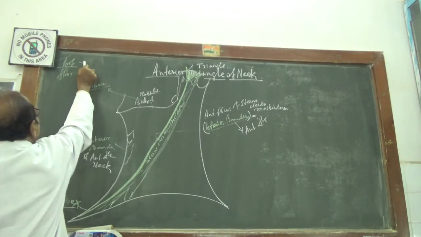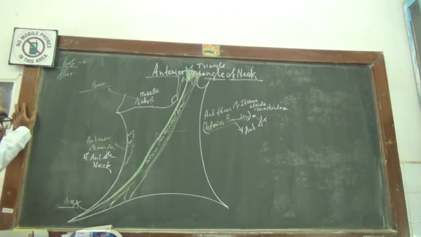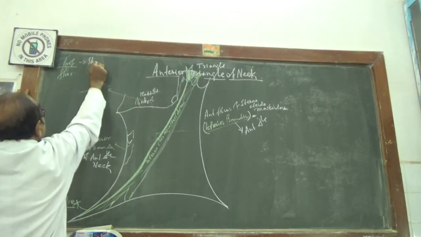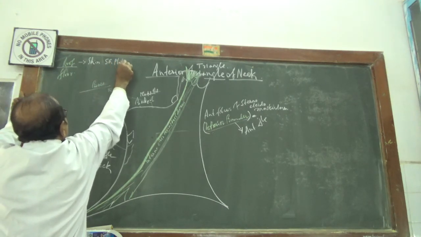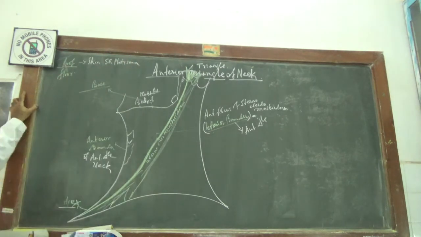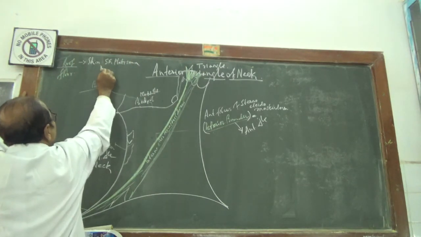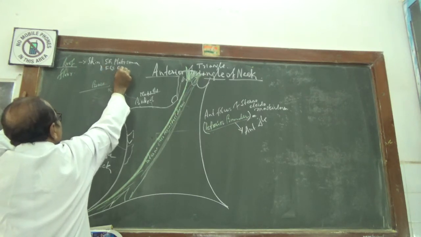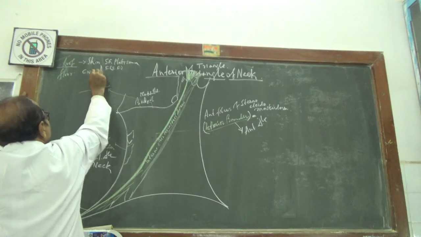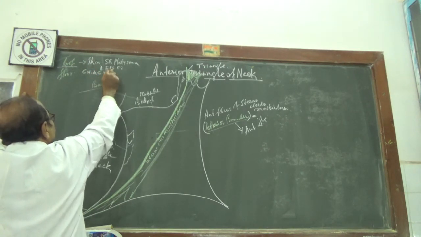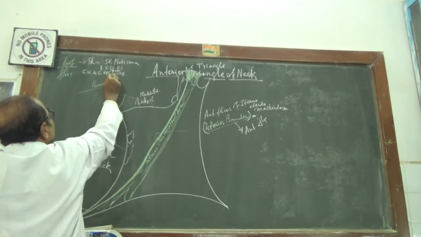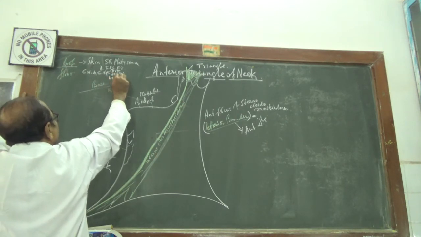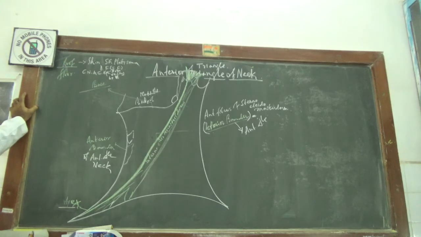Now you have the roof. The roof of the anterior triangle is formed by skin, superficial fascia, platysima, and the deep fascia of the neck, called the cervical fascia, cutaneous nerves, and the cutaneous vessels that include arteries, veins, and lymph vessels. So this is the roof of the anterior triangle of the neck.